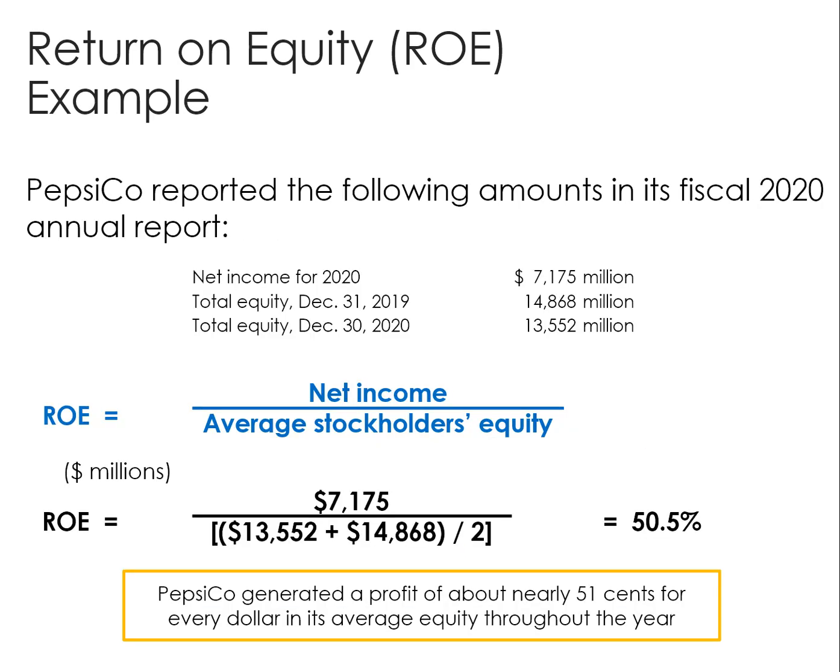Right here we have an example for PepsiCo. So the calculation: we have net income for 2020 as the numerator, and the denominator is the average stockholders' equity. To get the average, we simply take the average of the two ending equity numbers from 2020 and 2019. So for PepsiCo in 2020, our ROE is 50.5%.